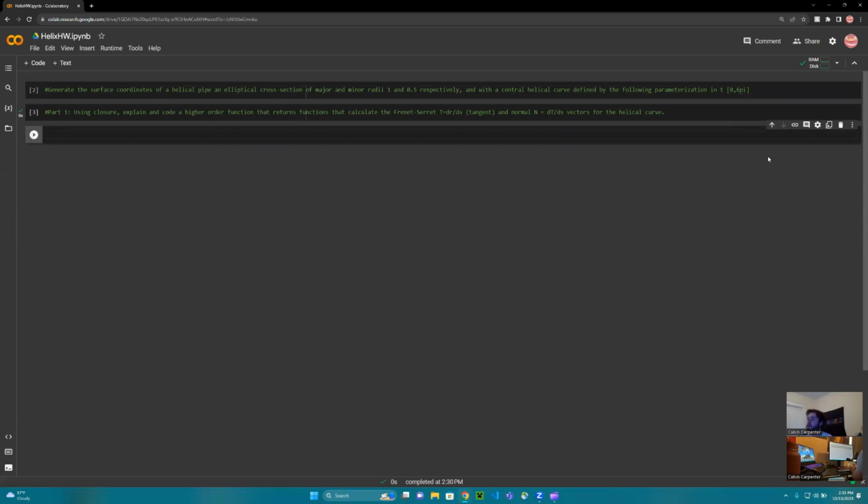Part 1, we're going to create a code using closure. We're going to make a higher order function that returns functions that calculate the Frenet-Serret T equals dr over ds, which is the tangent, and N equals dT over ds, which is the normal vectors for the helical curve. Starting off, we're going to tackle our imports.